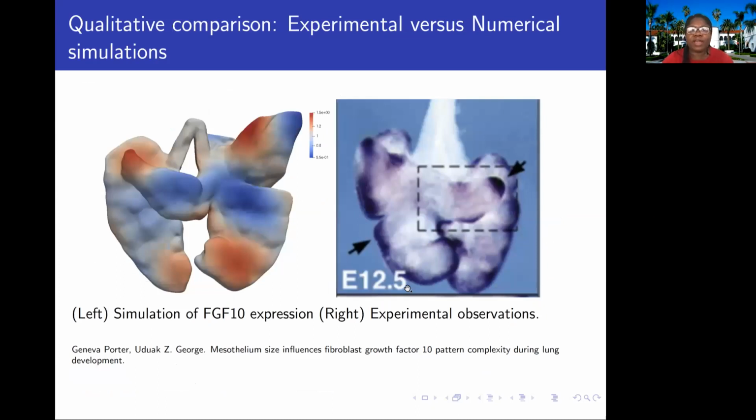Now we have a qualitative comparison. Now we see slight correlation in these images. And someone might say, why is it not exactly the same? I didn't expect it to be exactly the same. Someone asked me, why don't you try to run these simulations to get exactly the same patterns? And I said, well, the goal is to show that you have reduced patterning at the early stages when the lung is not very large.